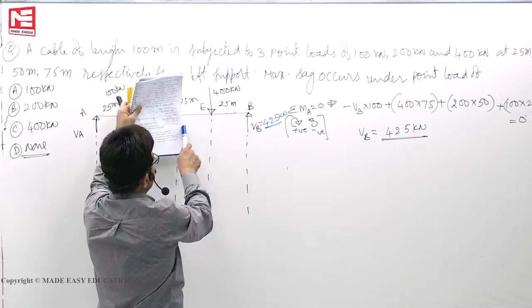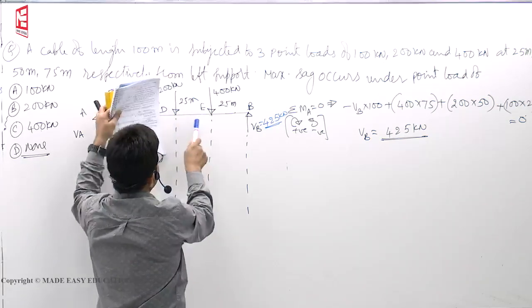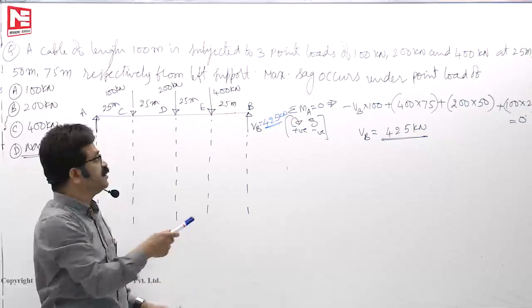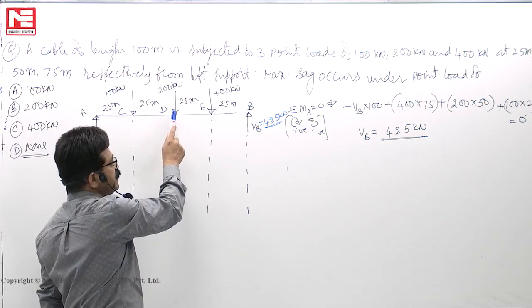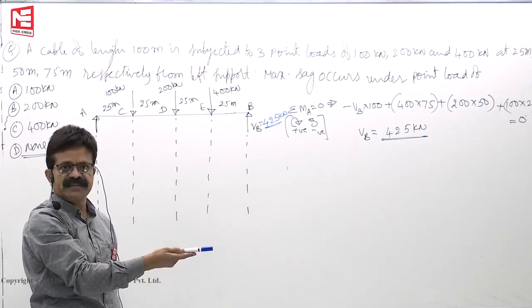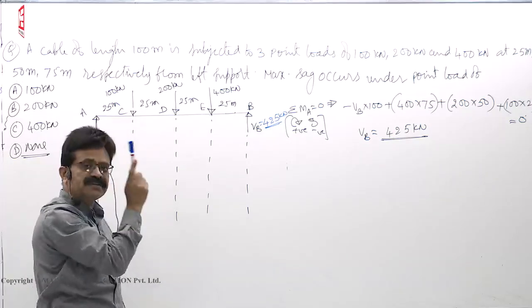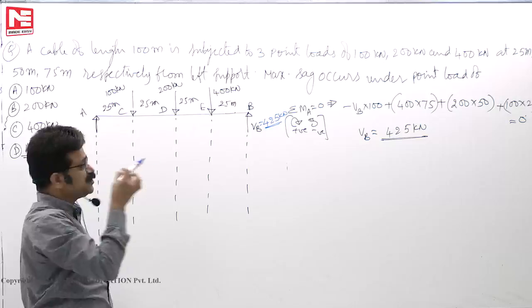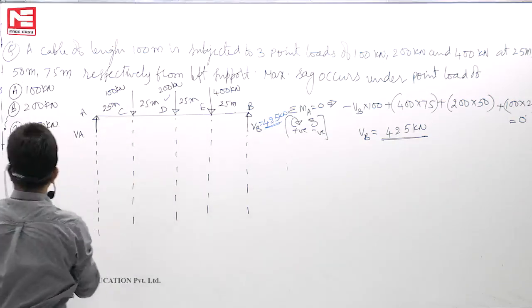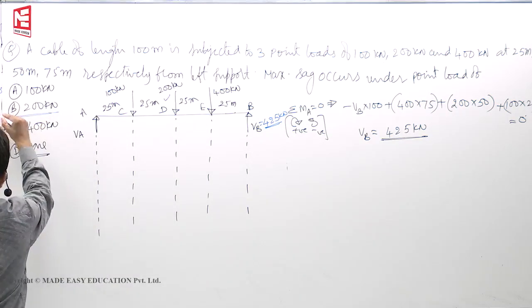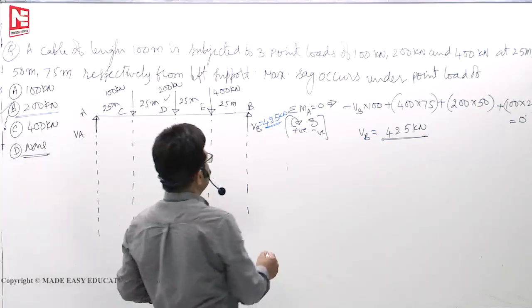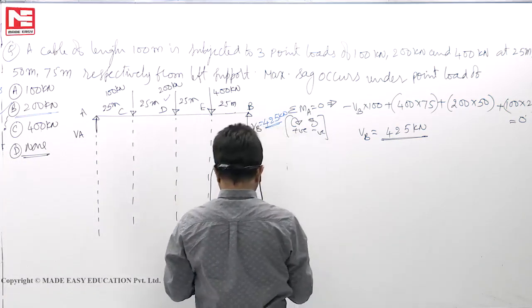So here minus 25. Now cross this one. Minus 25 plus 200 plus 175. So shear force changes its sign at D. No calculation, nothing. Then maximum bending moment also occurs at D, which means that maximum sag also will occur under this point load, under 200 kilonewton. Like that we should answer. Okay. So we will write now.